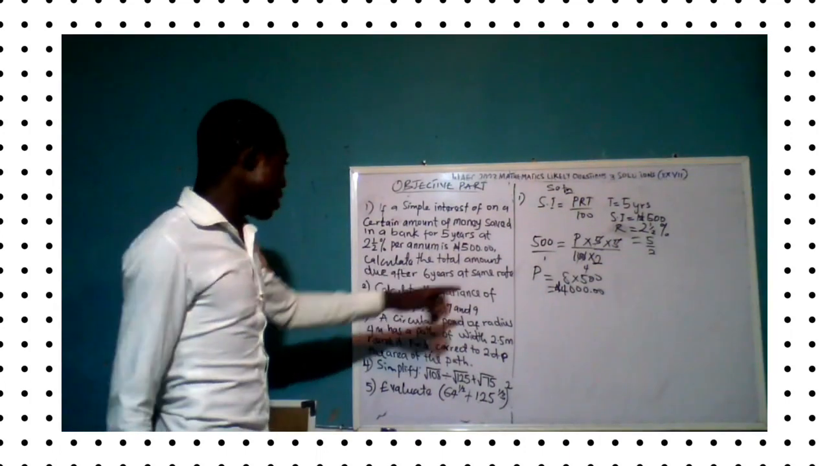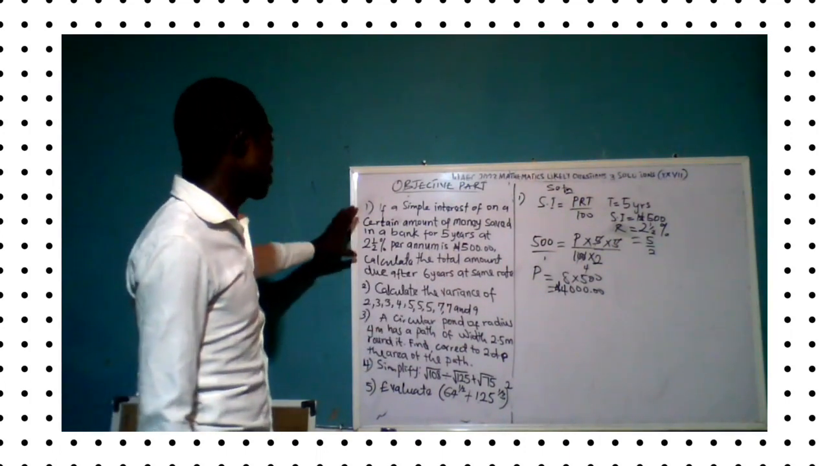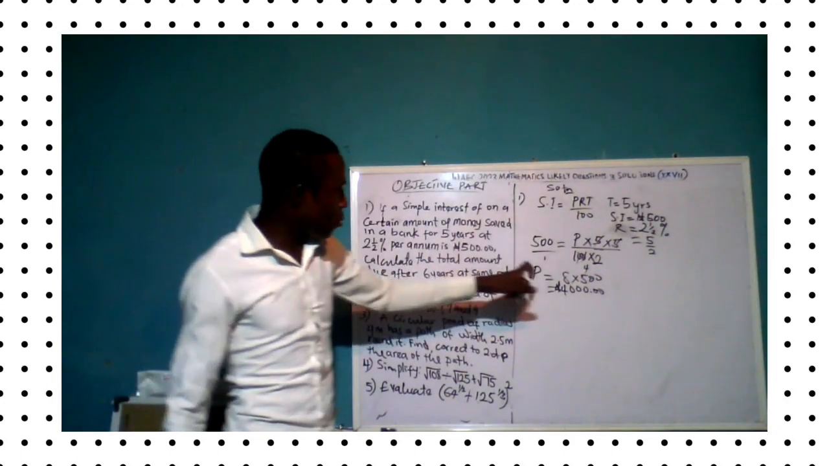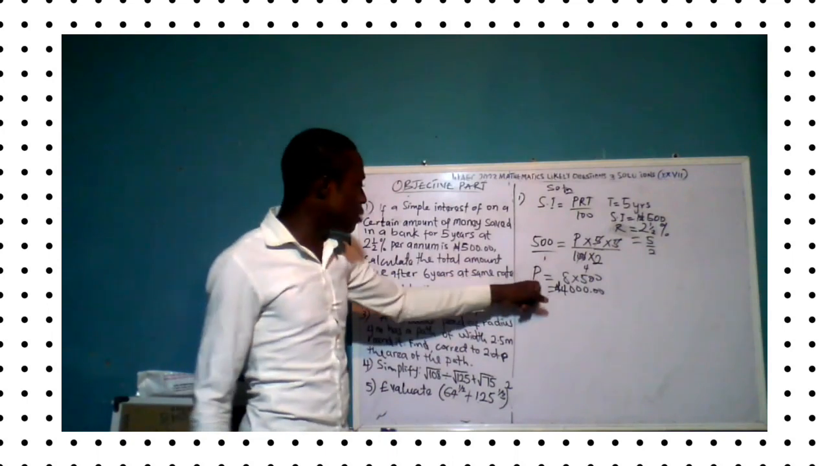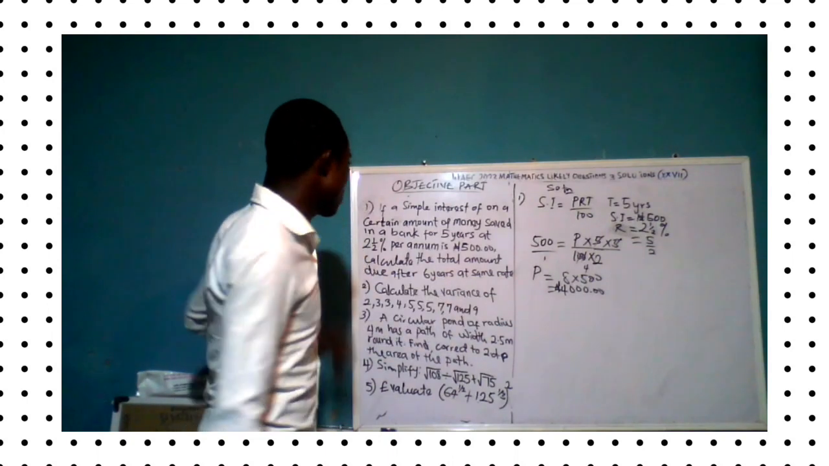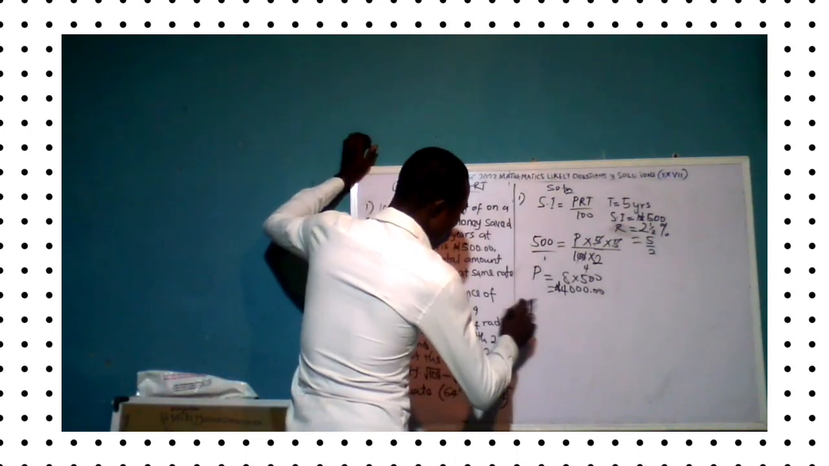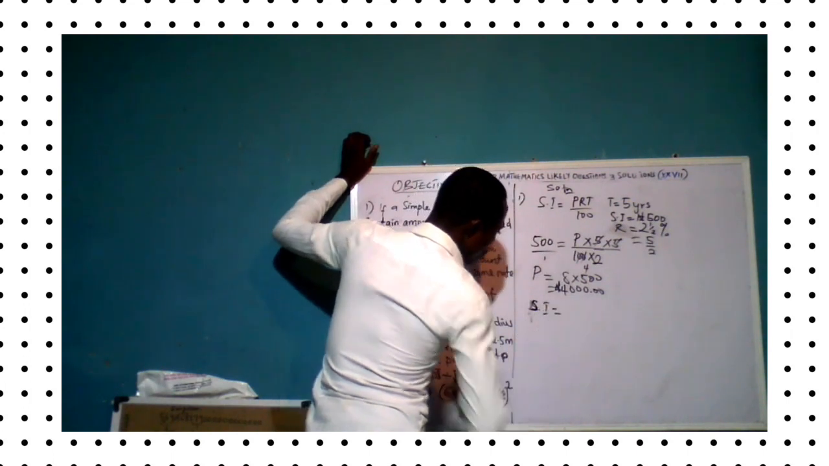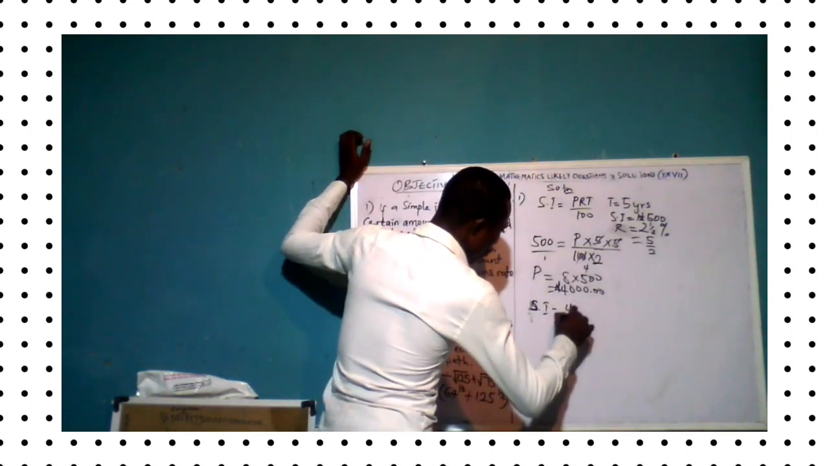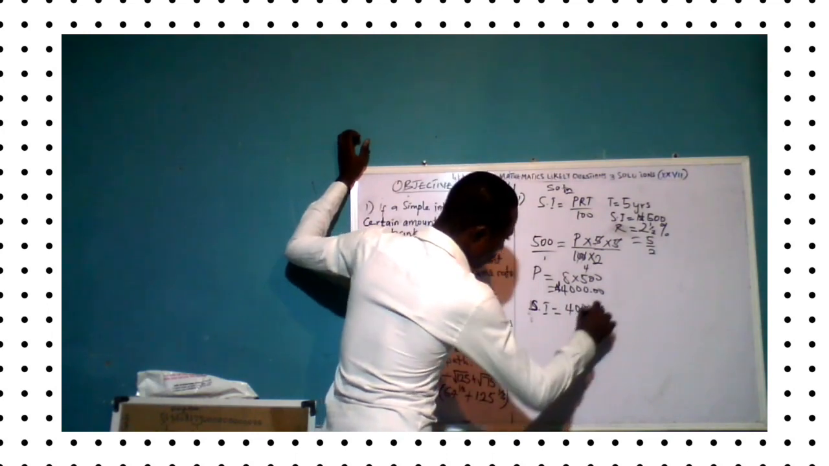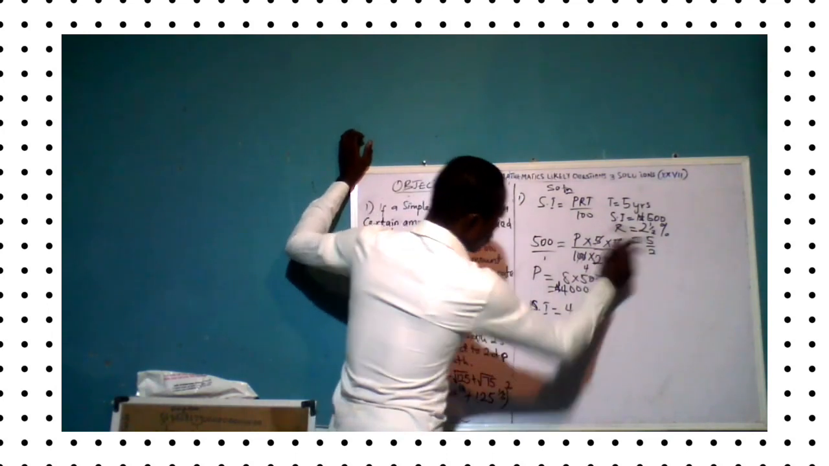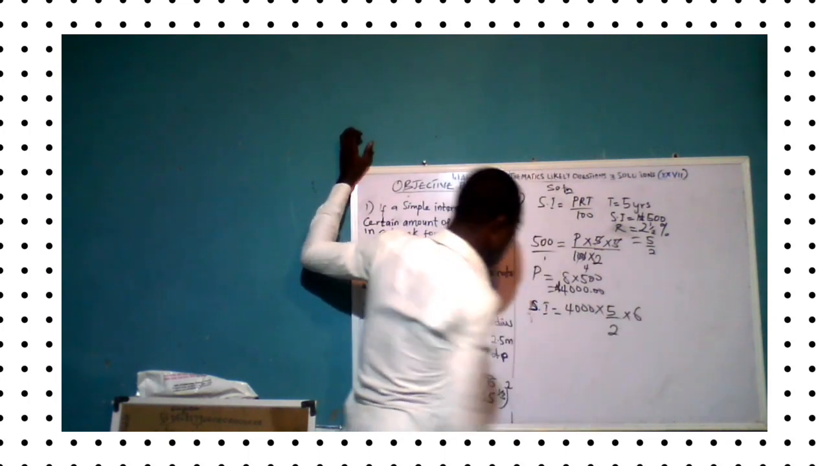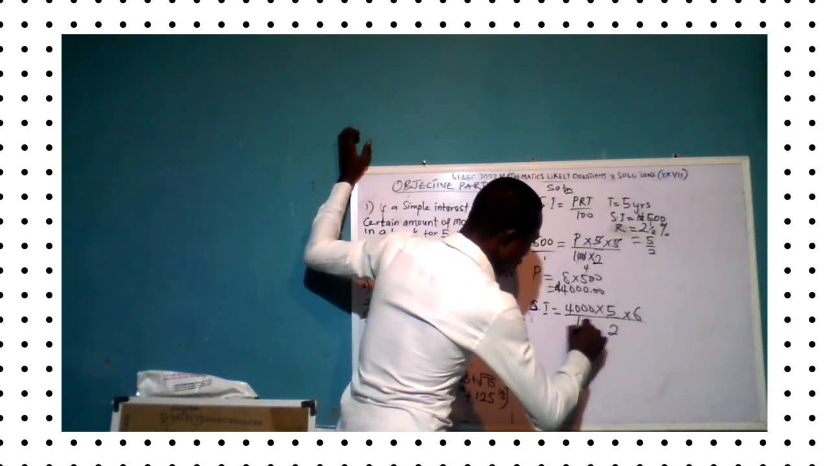Now to calculate the total amount due after 6 years at same rate, we have to find the simple interest on the same principal for 6 years. To do that we have simple interest, denoted as SI, equal to principal, which is 4,000 naira, multiplied by rate. Rate is 5 all over 2, multiplied by time, which is 6, divided by 100.